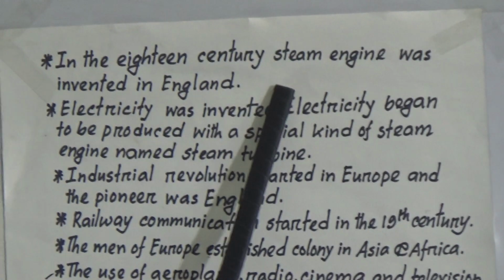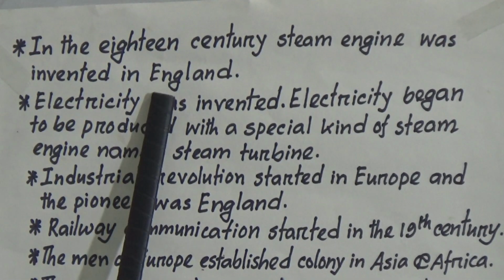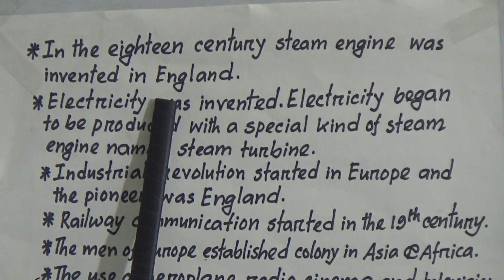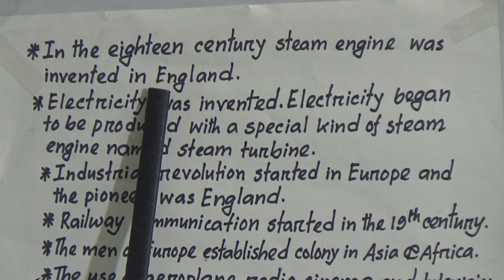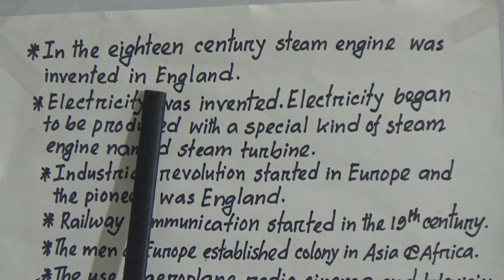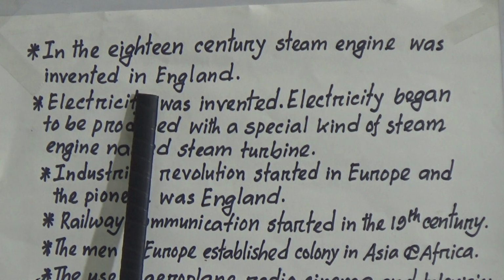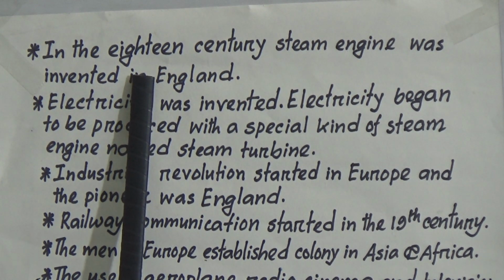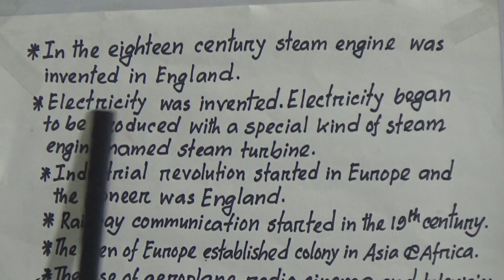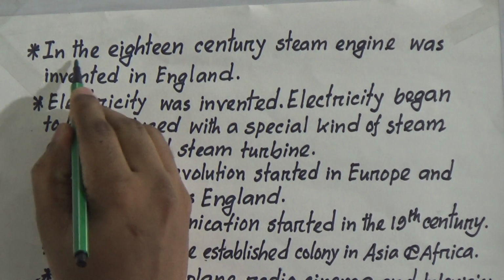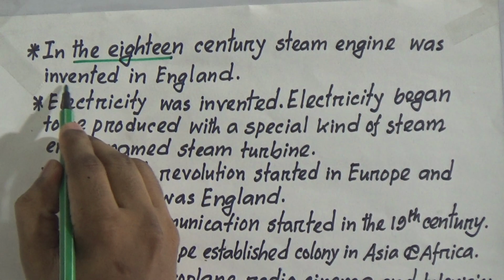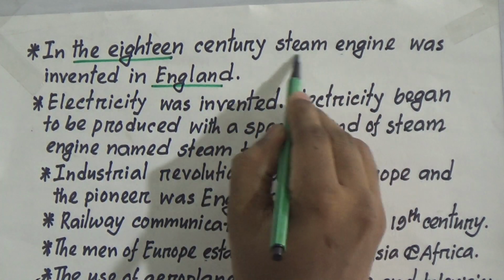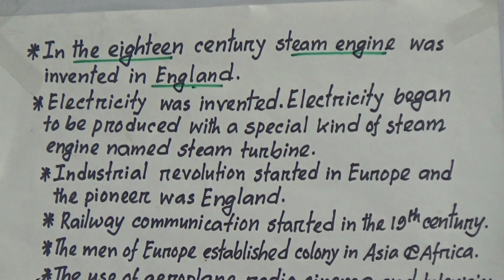In the 18th century, the steam engine was invented in England. It brought a revolution in the system of production. Using the concept of the steam engine, scientists invented the spinning machine, mechanical loom, steamship and rail engine. So, in the 18th century, where was the steam engine invented? The steam engine was invented in England.